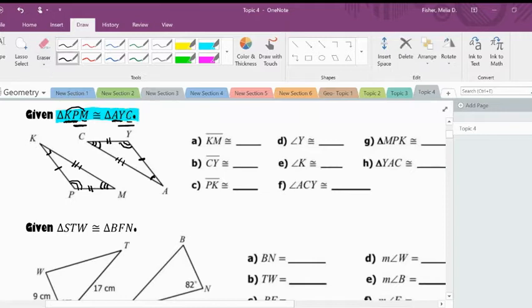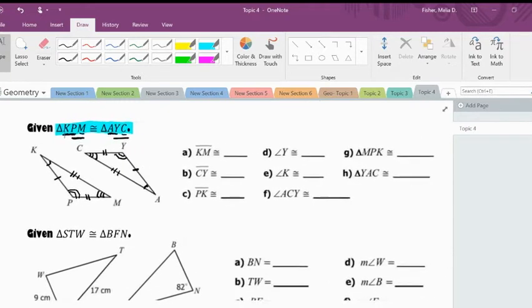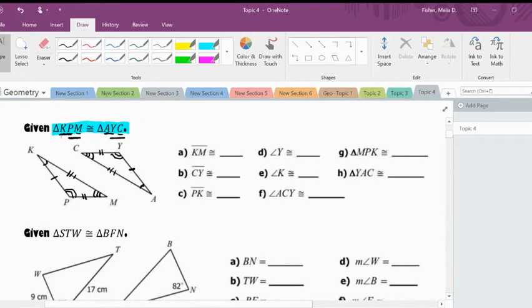Okay, I'm going to erase that marking right there. All right, so now we can go ahead and use that to fill this in. So on part A, KM goes to AC. Find segment AC. CY goes to MP. PK goes to YA.